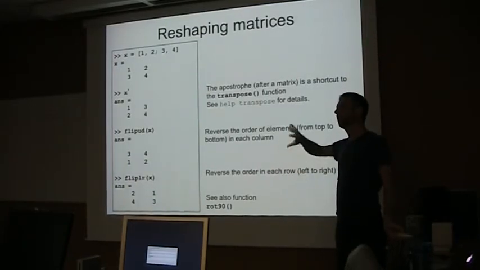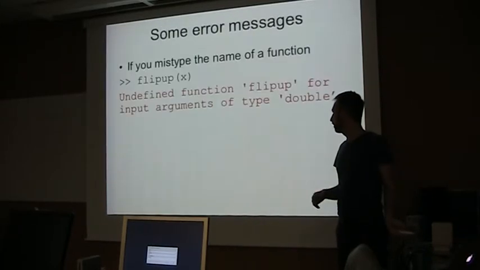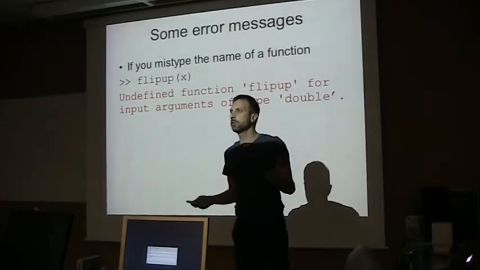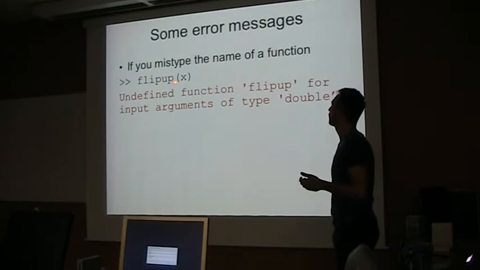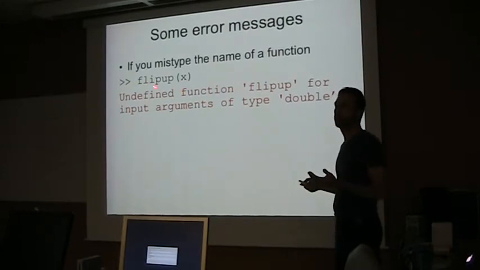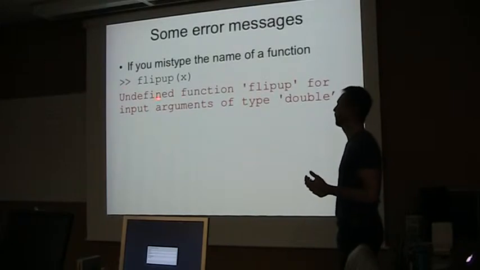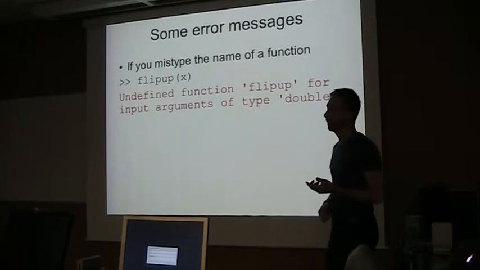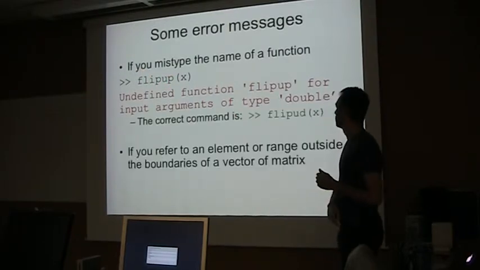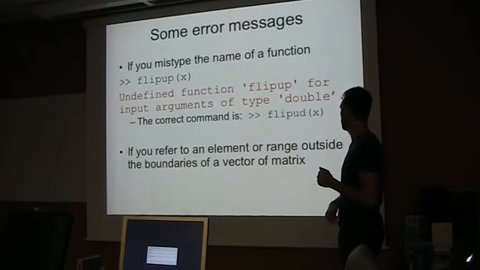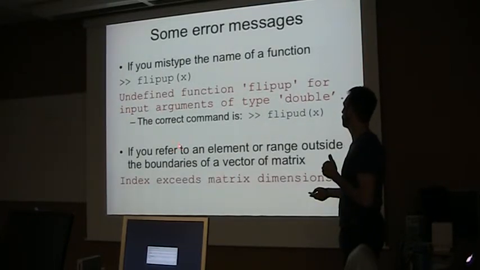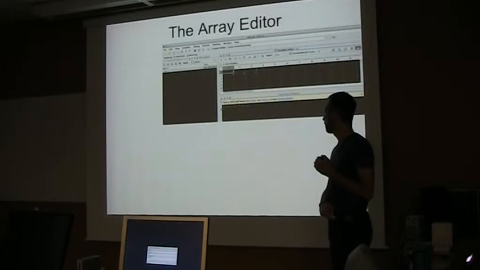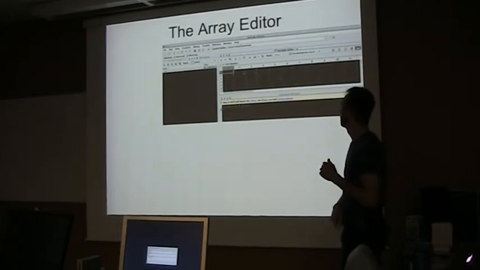And then there's another function, which is rot90, you can try it out later, which rotates by 90 degrees. And this is always true: if you type the function name wrongly, for example, this function doesn't exist, flipup, unless you create it and call it like this. If you try to call flipud and misspell it, you get an error, obvious, right? And I also said already, if you refer to an element or range outside the boundaries of a vector or matrix, you also get an error. We talked about this before.